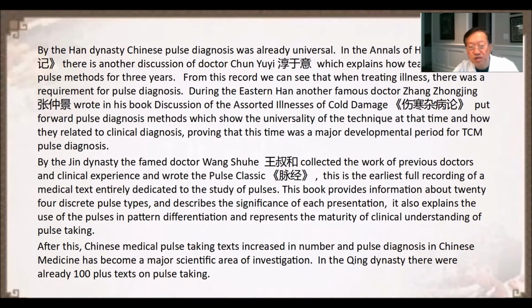After this, Chinese medical pulse taking texts increased in number, and pulse diagnosis in Chinese medicine has become a major scientific area of investigation. In the Qing Dynasty, there were already 100 plus texts on pulse taking.